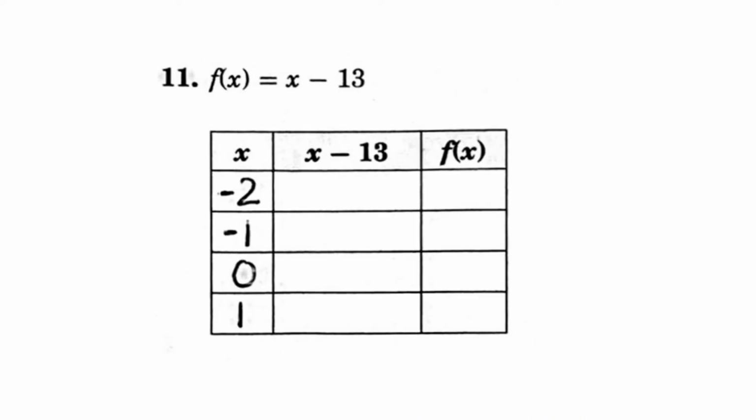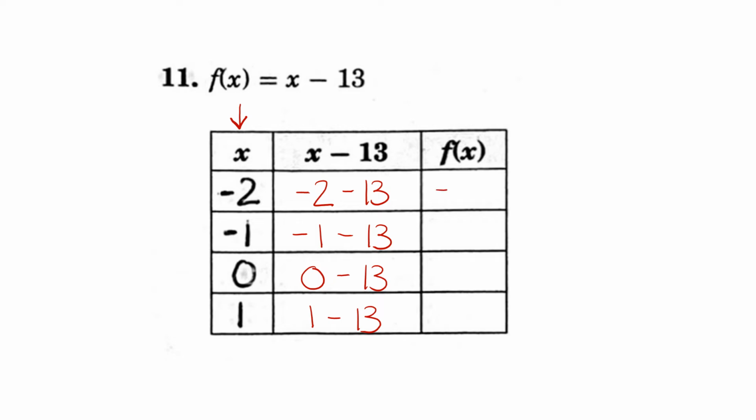For number 11, we have the equation x minus 13. So we're going to set up the problem the same way. Instead of using x, we're going to use all of the x values. Negative 2 minus 13, negative 1 minus 13, 0 minus 13, and 1 minus 13.